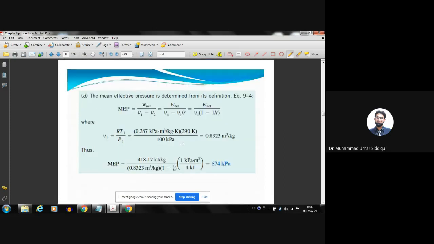Okay, the next thing is to determine the mean effective pressure. Mean effective pressure is work net divided by V1 minus V2. We already know V1. We can determine V1 because we know T1, we know P1, and we know R for the case of air. So we can just substitute the values and determine V1, and then substitute the V1 into the main formula for mean effective pressure. We can calculate the mean effective pressure.